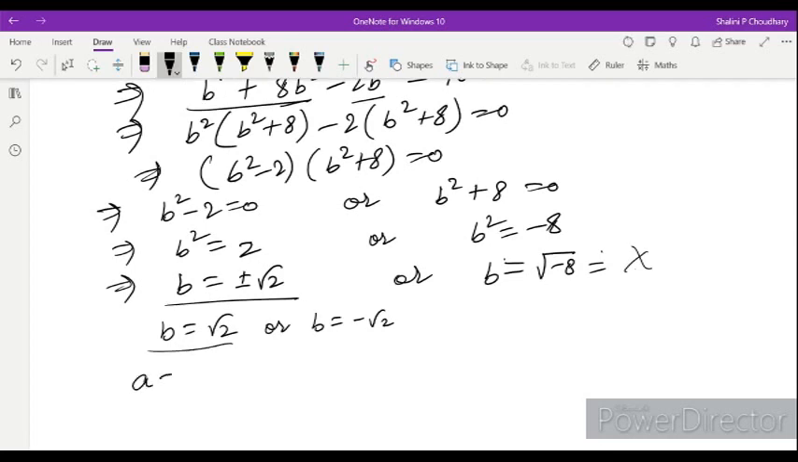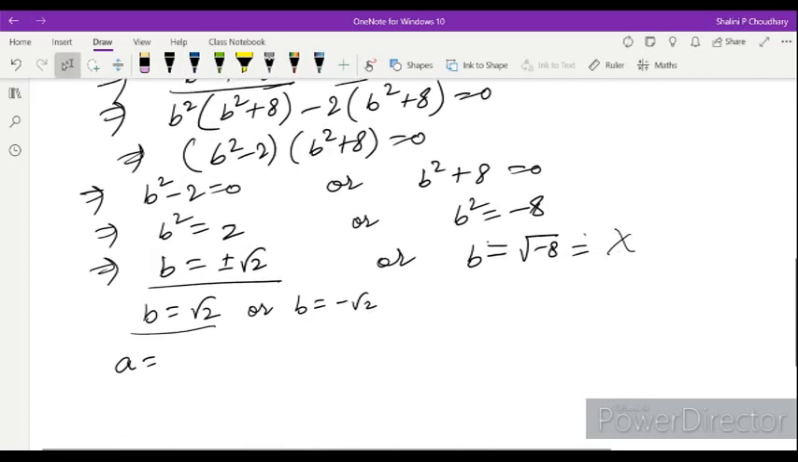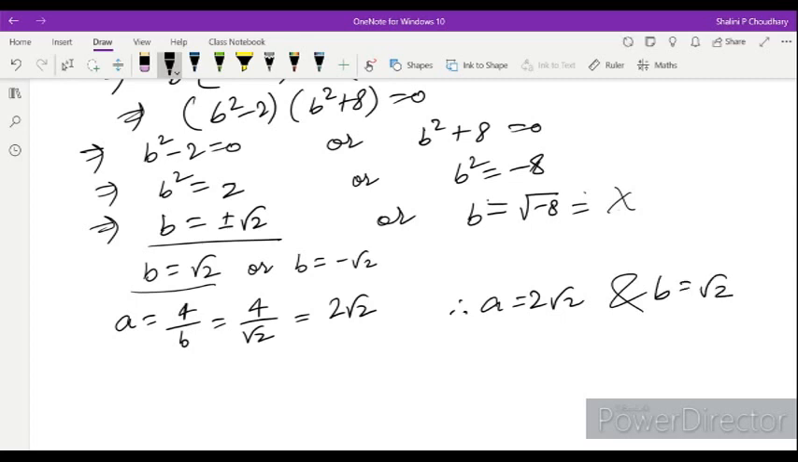So a will be equal to, what will be the value of a? a is equal to 4 upon b. So 4 upon b means 4 upon square root of 2. That will be equal to 2 root 2. So a will be equal to 2 root 2 and b will be equal to root 2.